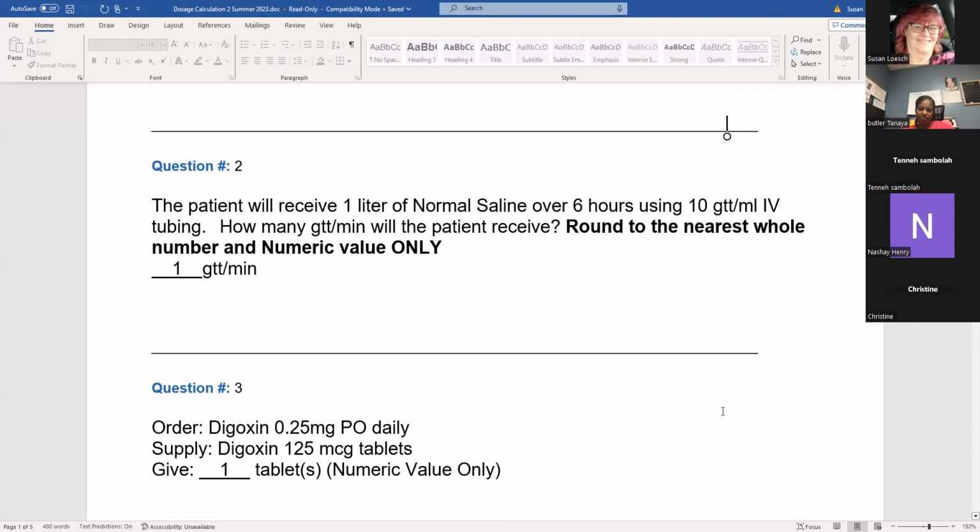This one is asking us for drops per minute again. So what is our volume here? 1,000. Is our time? 6 hours. That's 360 minutes, right? And then our drop factor is 10. Again, always going to be a whole number. It should not have to tell you that.